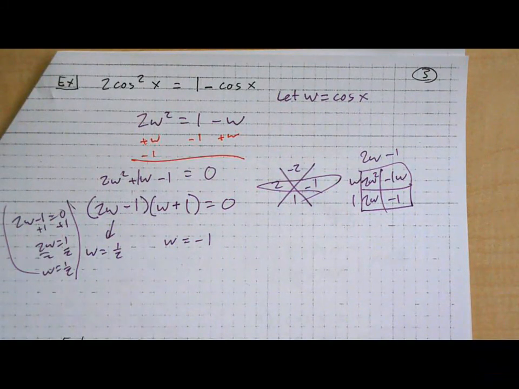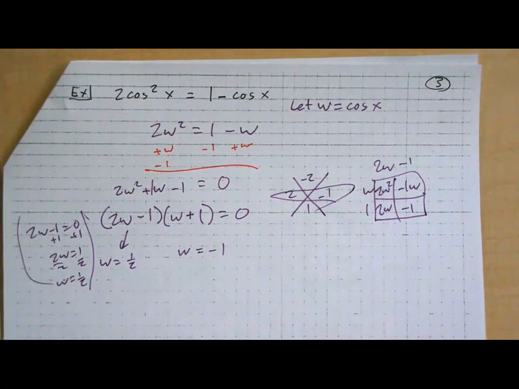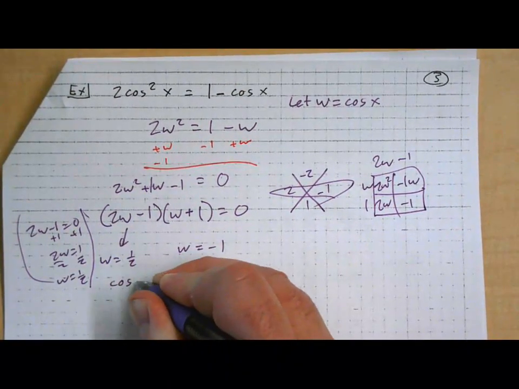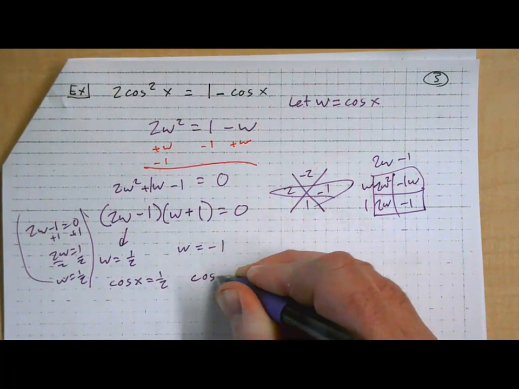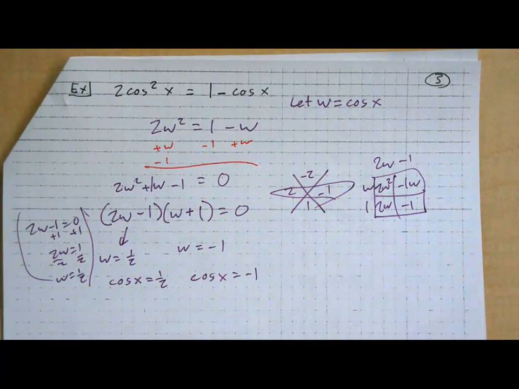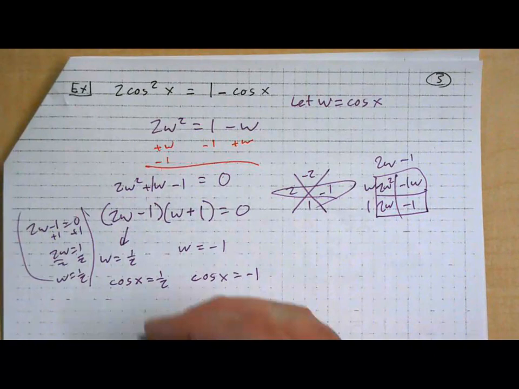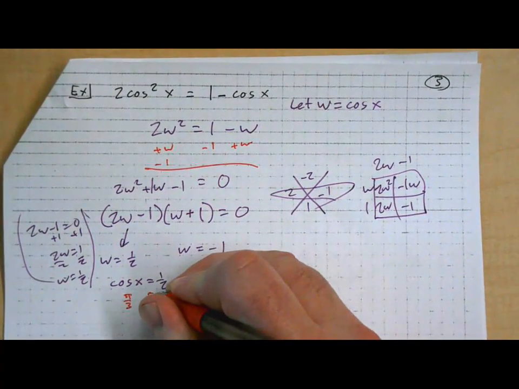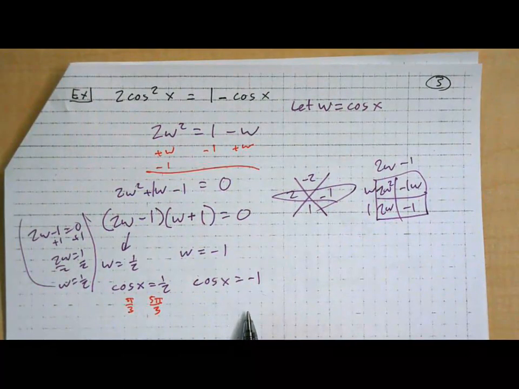Are we okay with W equals 1/2 and W equals -1? Are we finished? No, because W is holding the place of cosine x. So let's substitute cosine x back in. Cosine x is a half, and cosine x equals -1. And then we'll just figure out all of the angles where that happens. So let's see. That happens at 60 degrees, that's pi over 3. It happens at 300, that's 5 pi over 3. And where's cosine -1? It's at 180, which is pi.